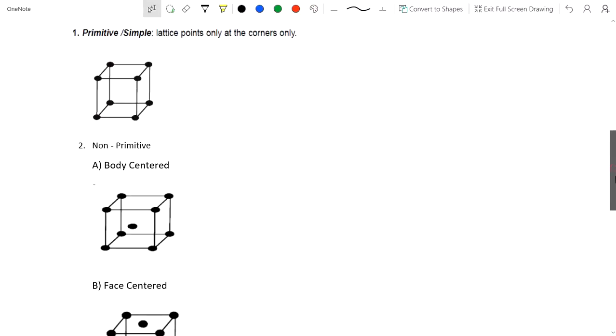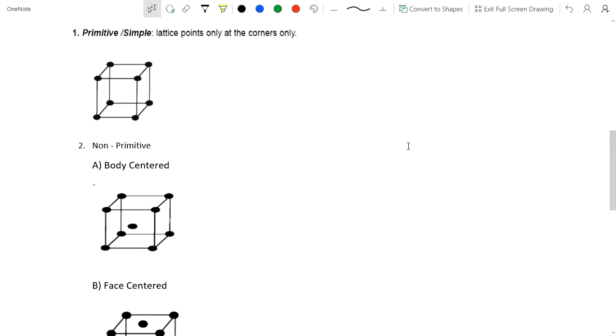So for example, in case of 3 dimension, this is your primitive unit cell, which is nothing but a small cube that we have created over here. So a cube has 8 corners, and we have shown that there are 8 atoms which are present at 8 corners of the cube. So this is called primitive unit cell.